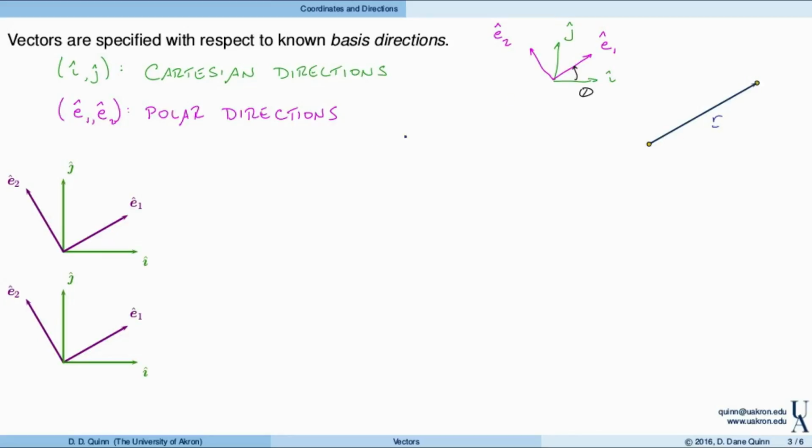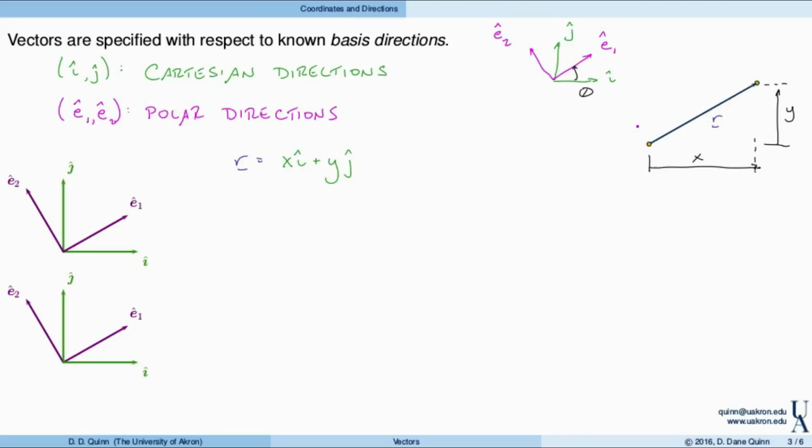So now, in terms of these different directions, we can describe r as, well, let's use I and j first. Assume that the horizontal component is x and the vertical component is y. So here, r would be x in the I direction and y in the j direction. As r changes, x and y could vary, but the directions I and j remain fixed.